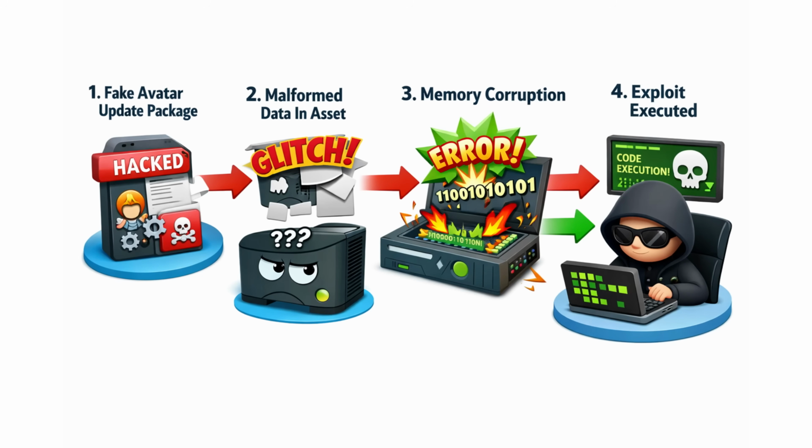At a high level, the exploit works by crafting a specially structured avatar update package. Inside that package is malformed asset data. When the Xbox attempts to process that data, it encounters a structure that does not match what the system expects. This can lead to memory corruption, which is when the program begins reading or writing memory in unintended ways. Memory corruption is often the first step towards gaining deeper control over the system. Researchers can then analyze how the system behaves and potentially redirect execution in controlled ways.